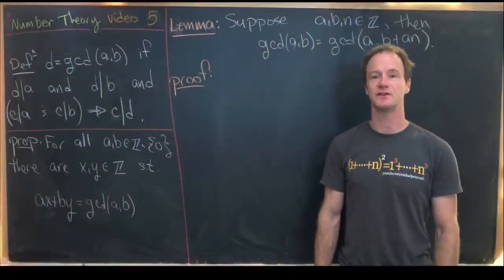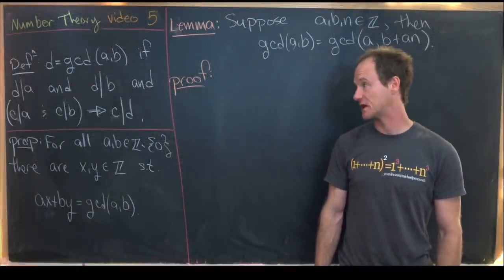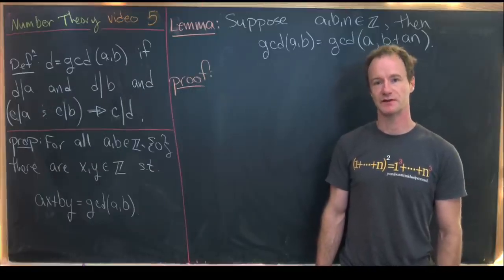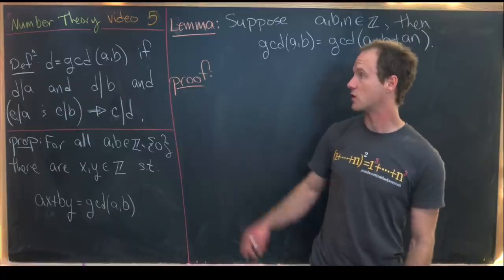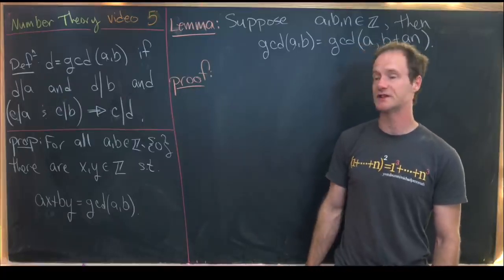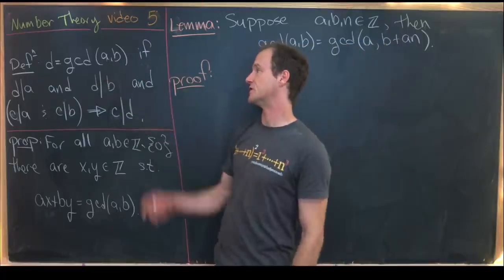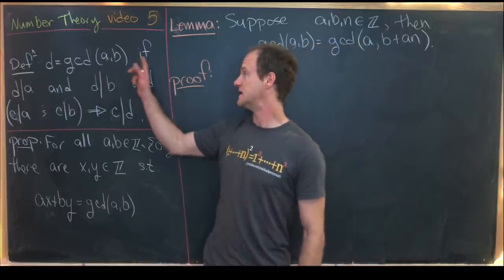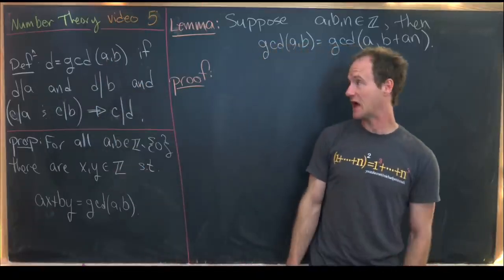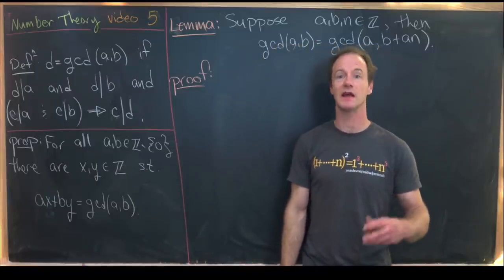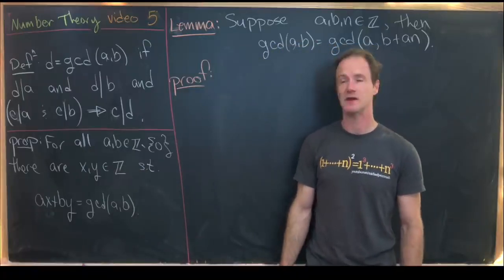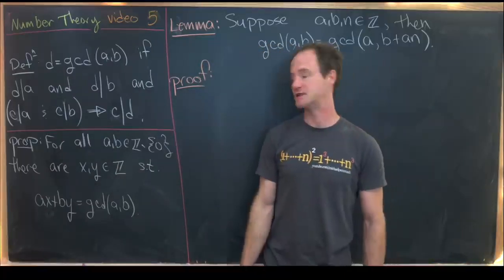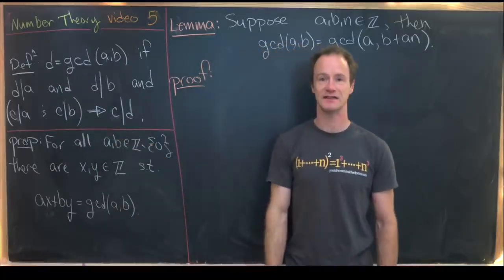This is the fifth in a series of videos that I'm making to support a course that I'm teaching in number theory. In the last video, we talked about the greatest common divisor. So let's recall that the greatest common divisor of two integers a, b, which we denote by the GCD of a and b, is equal to d if d divides a and d divides b. So that makes it a common divisor of a and b. And if c divides a and c divides b, then that implies that c divides d.